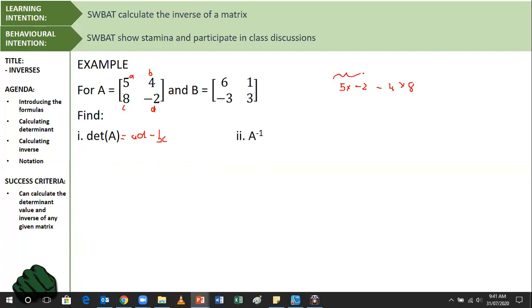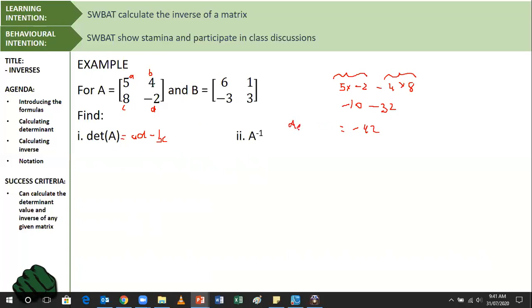So 5 times -2 is -10. -4 times 8, which is now -32. So then this works out to be -42. Okay, so that's my determinant.